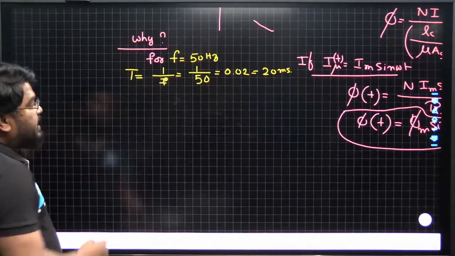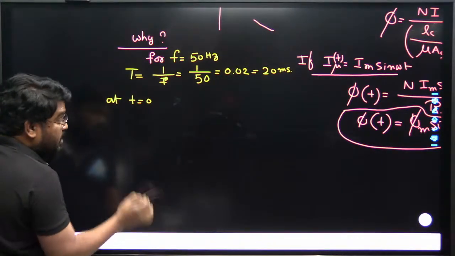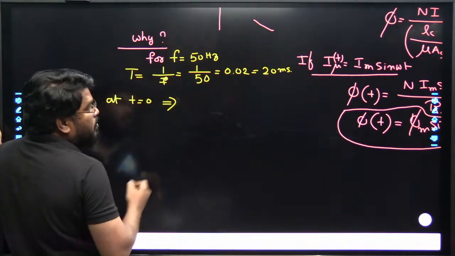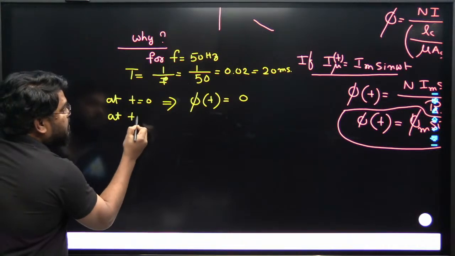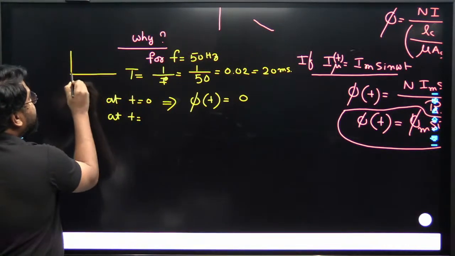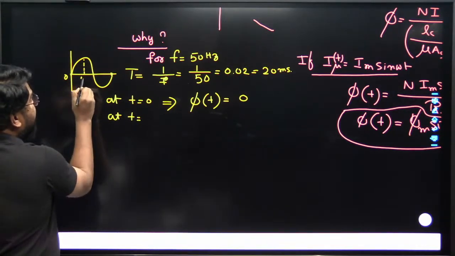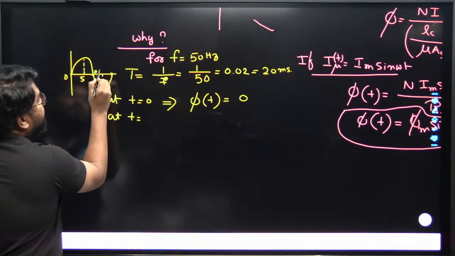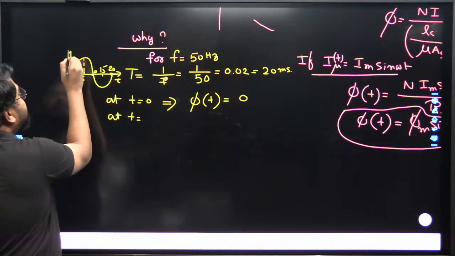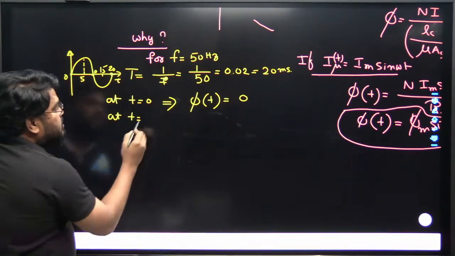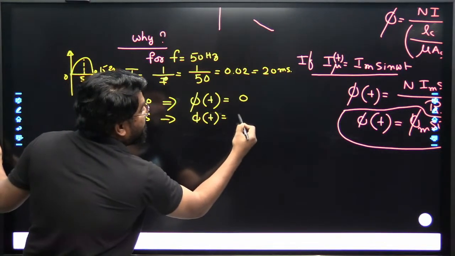Now in this case, at t is equal to 0, what is the flux here? Phi of t is equal to 0. Similarly, over this 20 millisecond period, we have 0, 5 milliseconds, 10 milliseconds, 15 milliseconds, and 20 milliseconds. This is the time t, and this is the time-varying magnetizing flux. So at 5 milliseconds, the flux phi of t becomes the maximum value of the flux.